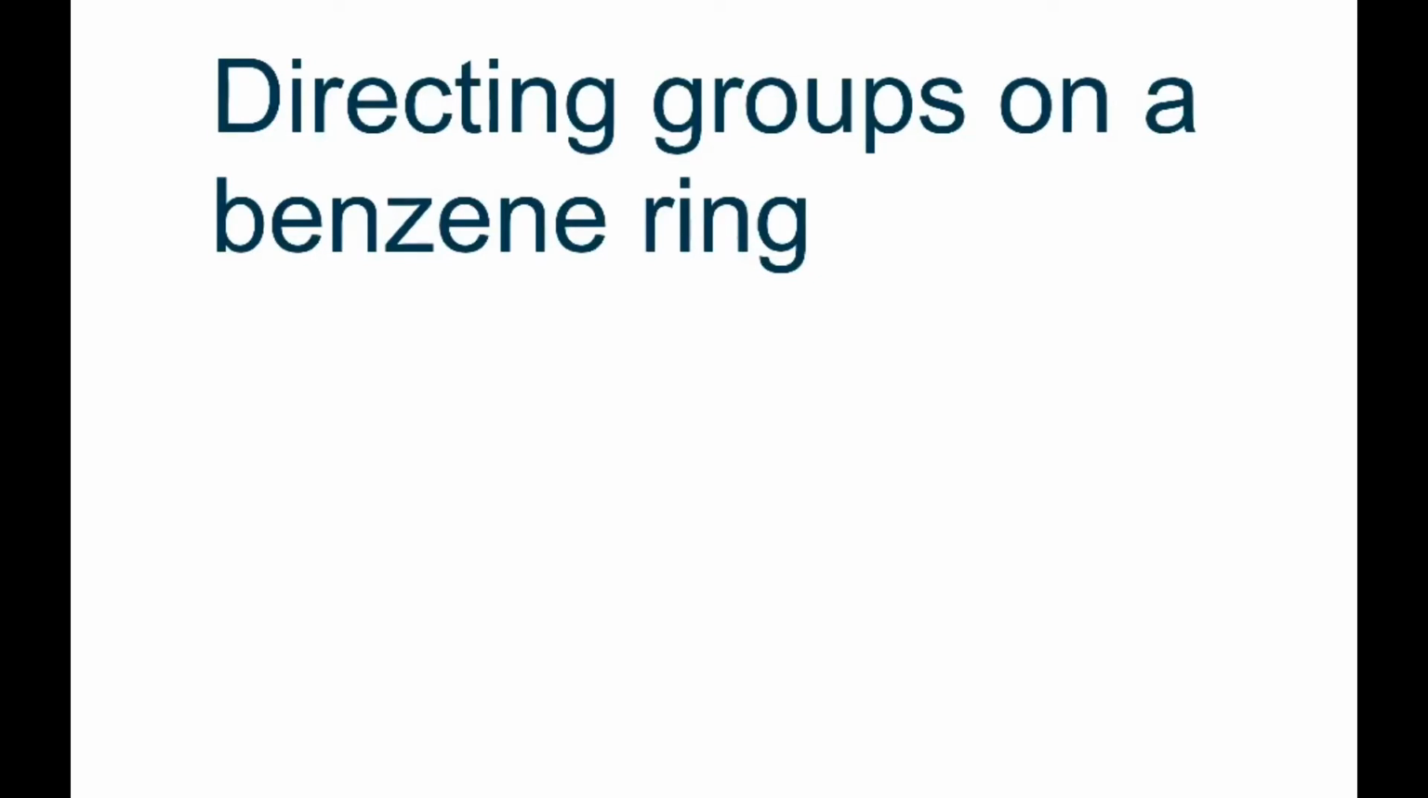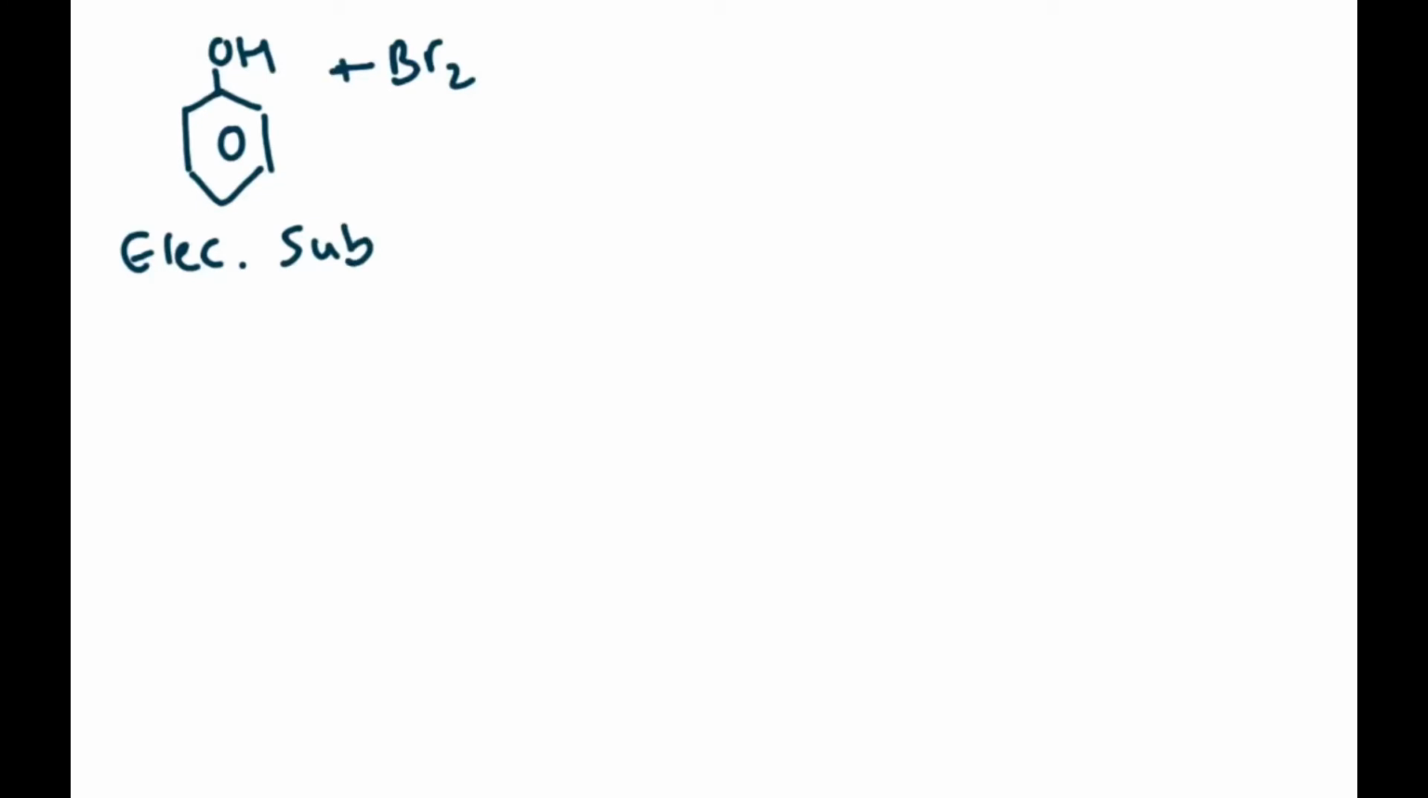Okay, so this video is about directing groups on a benzene ring. So if you take something like phenol, for example, and you add bromine, and you want to do further electrophilic substitution, where does the bromine go?